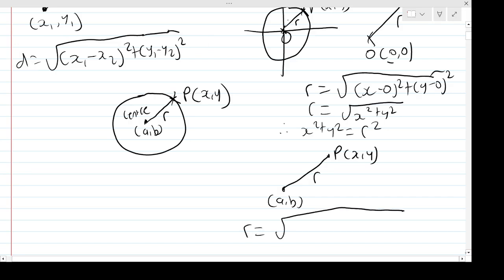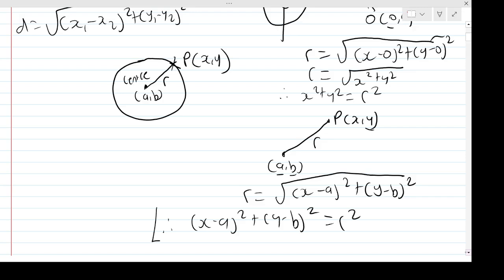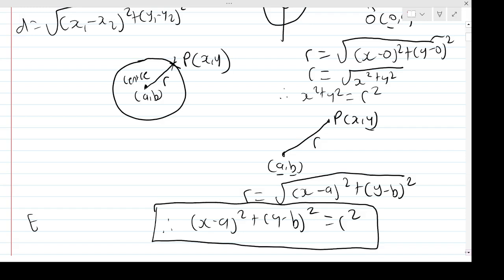So that will then be the root of the change in x. So we have x, take away a, the other x coordinate, all squared, and the change in y. Then we do y, take away b, all squared. Cool, but then again, if we just square both sides, we therefore get that x minus a all squared add y minus b all squared is equal to r squared. And that's the general formula for the equation of a circle. So I'll make a note there: equation of a circle.